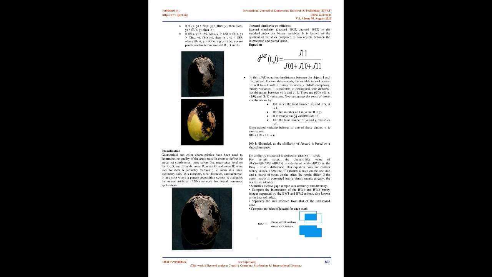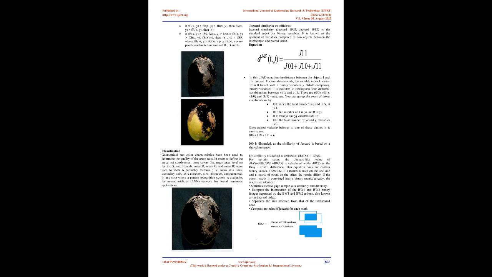Dissimilarity to Jaccard is defined as dJ equals 1 minus sJ. In certain cases, the Jaccard-like value of sJ equals 2 dBC over 1 plus dBC is calculated, where dBC is the Bray-Curtis dissimilarity. This equation does not contain binary values. Therefore, if a binary matrix is used on one side and a count matrix on the other, the results differ. If the count matrix is already converted into a binary matrix, the results are identical.